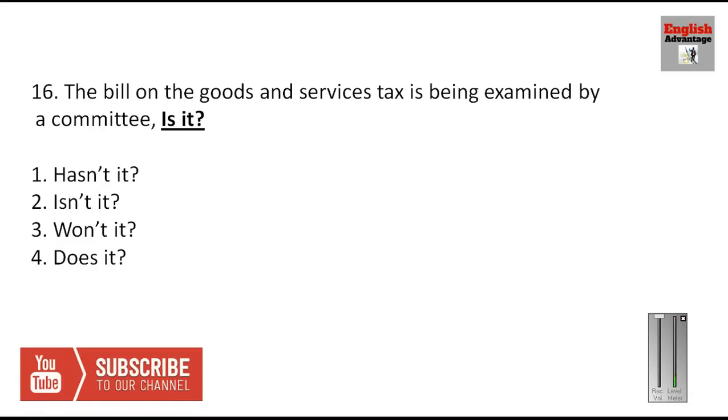Now let us see the next sentence. The bill on the goods and services tax is being examined by a committee. Is it? This is also a case of question tag. But remember one thing I just told you, that if the statement is affirmative, the question tag has to be negative. This is an affirmative sentence, but this is not negative. You have to make it negative. So this should be not is it, but isn't it. This isn't it should be the right answer, because the sentence is affirmative.